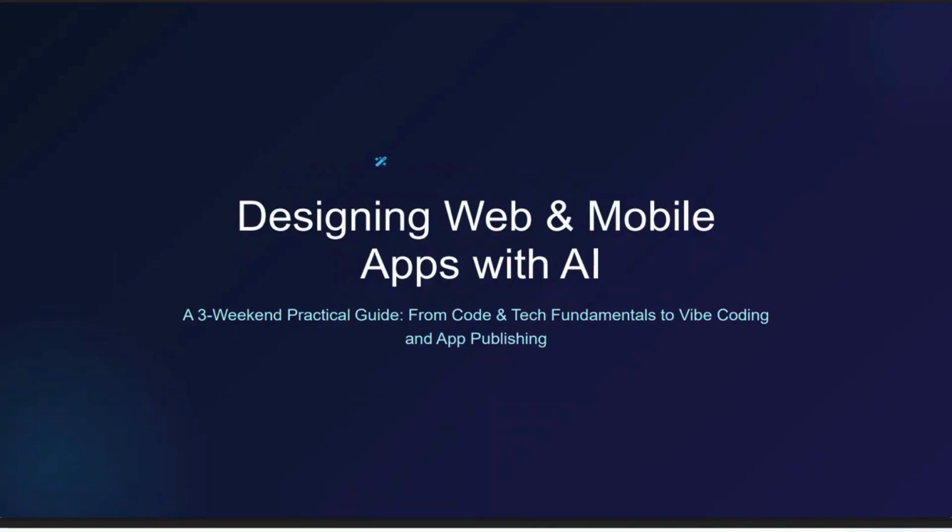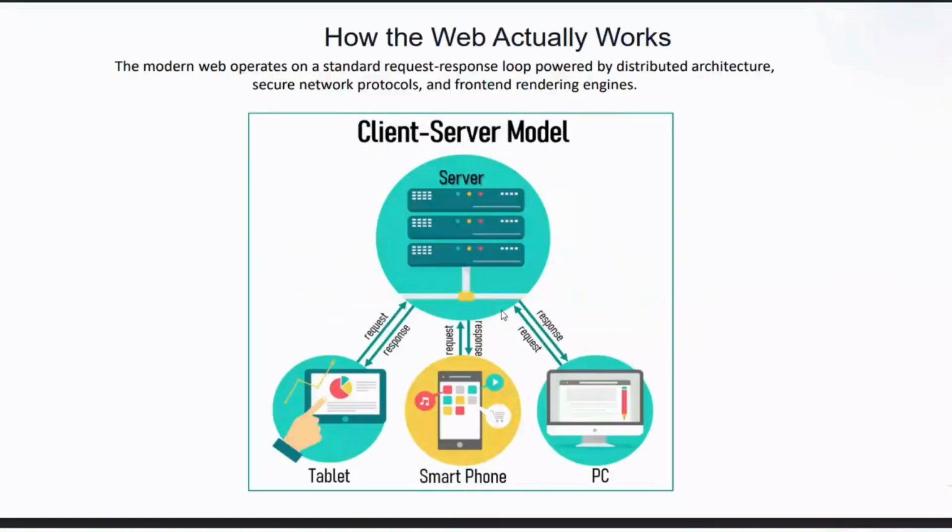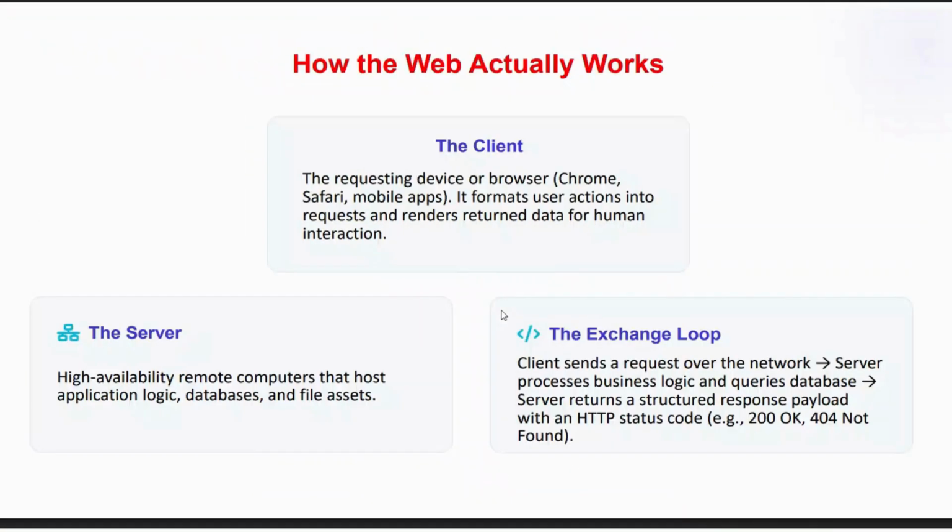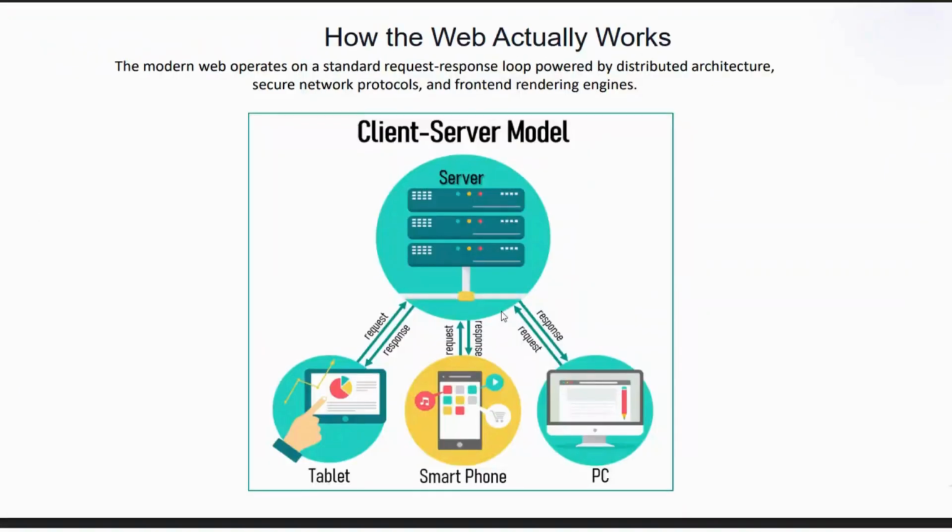Because if you're going to be building websites with AI, you must have an overview of how the web works. The modern web operates on a standard request response flow powered by distributed architecture, secure network protocols, and front end rendering engines. What this simply means is that the modern website operates on a client server model where you have a server that hosts the website, the application, the service that you require, and then you have your client, which is the tablet, the smartphones, your laptops that actually request this service.